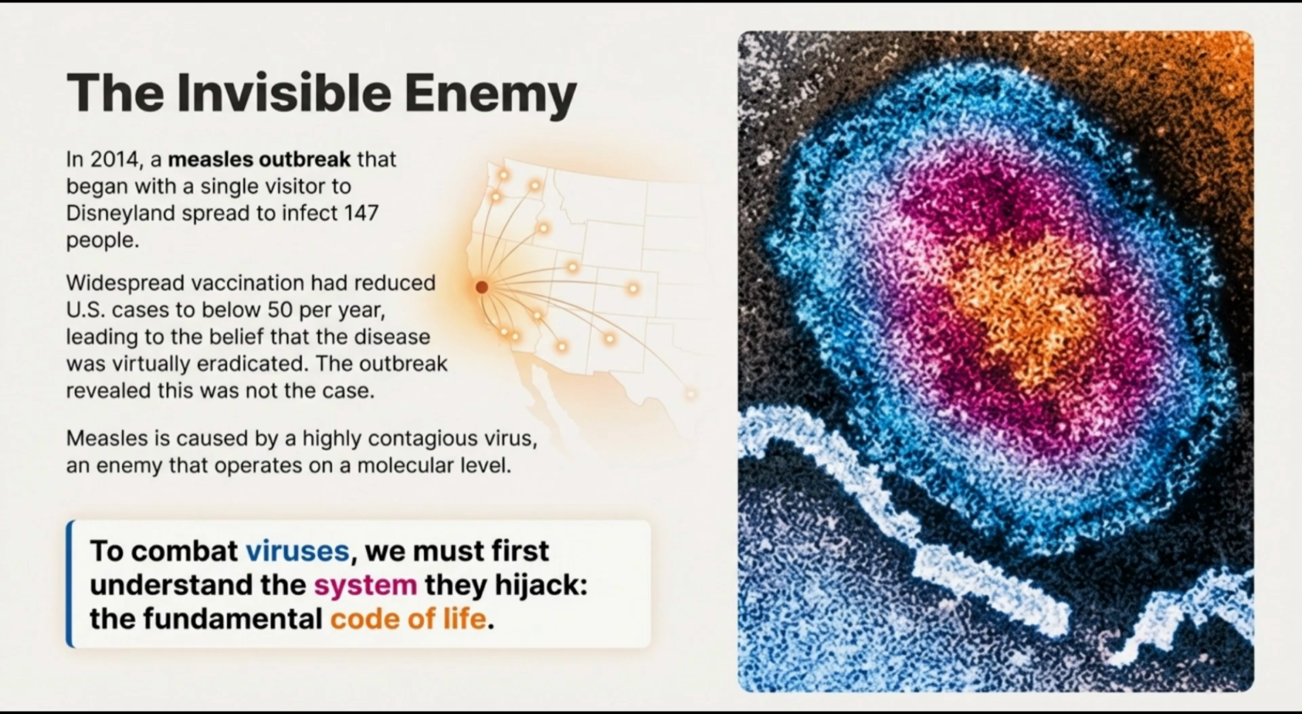But the threat didn't vanish. It waited. In 2014, we saw the so-called Disneyland outbreak. Right. Measles was reintroduced by an infected person, and it just spread like wildfire. That one event led to 147 infections across multiple states. It was such a stark reminder. It really was. Measles is caused by a highly contagious virus, and as vaccination rates drop, that constant threat posed by these microscopic instruction sets, these viral genes, it just immediately resurfaces.